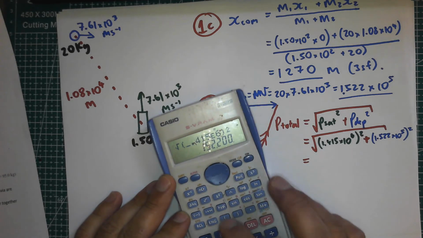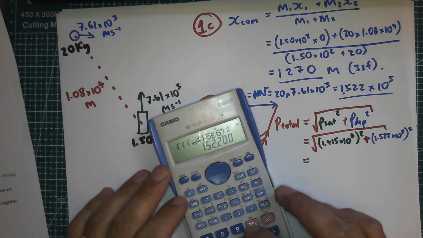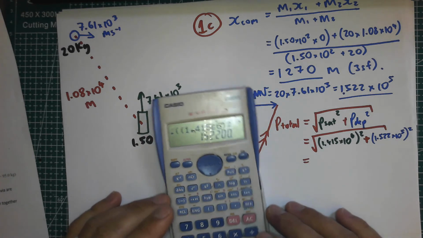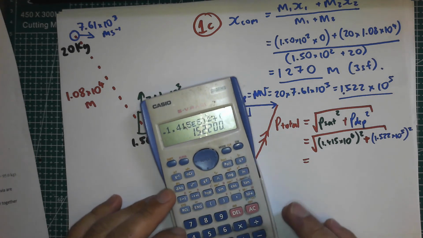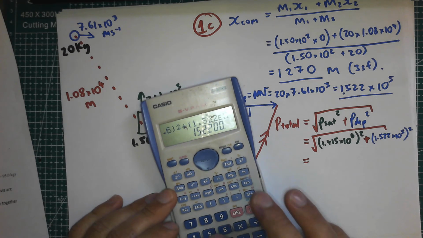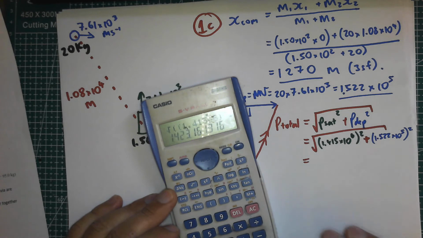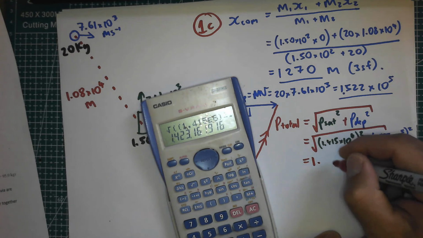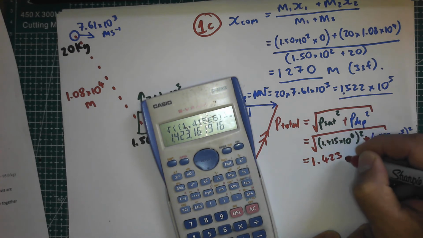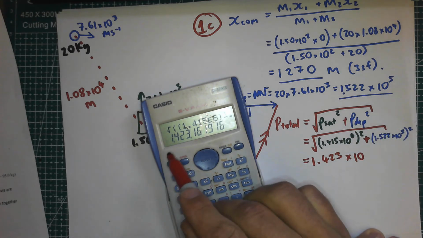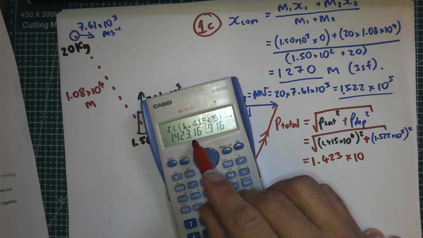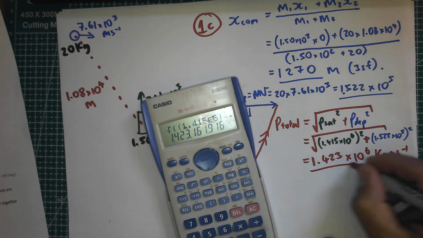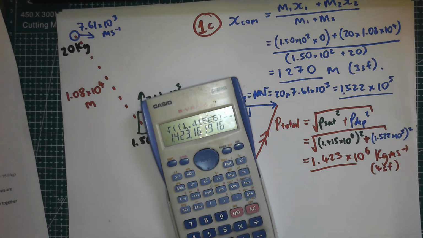Just going on about excessive brackets, and then I don't use excessive brackets. Oh no, I need to get it into insert mode. 1.1415, there we go, plus 1.522 to the 5. Okay, there we go. What have we got? 1.423 times 10 to the 6 kg meters per second. Oh yeah, 4 significant figures. No reason for that. Alright.